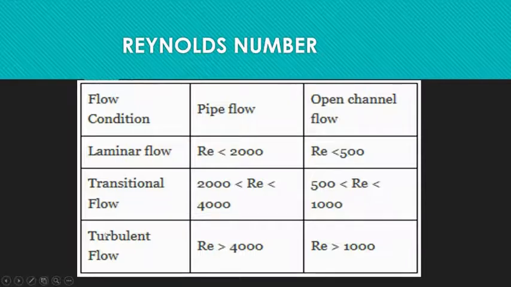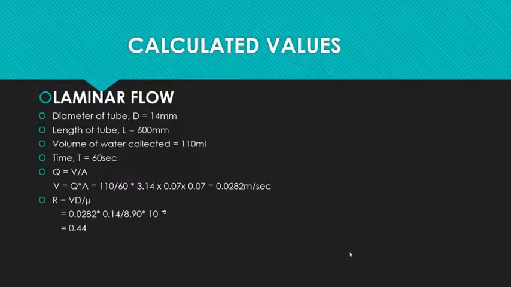Now the Reynolds number conditions: when the flow condition is laminar, the Reynolds number should be less than 2000 for flow in a pipe, and for open channel flow the Reynolds number should be less than 500. For transition flow, the Reynolds number should be between 2000 and 4000 for pipe flow, and for open channel it should be between 500 and 1000. And for turbulent flow, the Reynolds number should be greater than 4000 for pipe flow, and for open channel it should be greater than 1000. Now further, Bhavneet will continue.